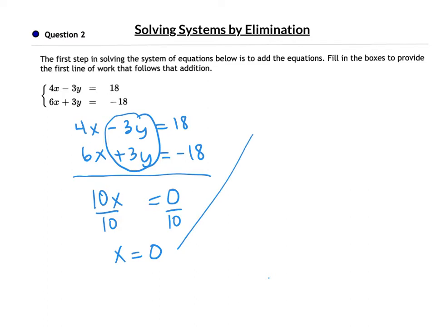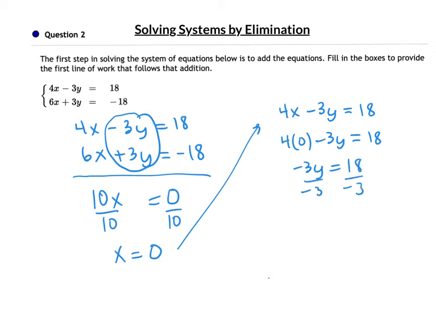Take that value and plug it in one of the equations. How about the top one? 4x minus 3y equals 18. I'm going to plug in x is 0. 4 times 0 minus 3y equals 18. That's negative 3y equals 18. Now I can divide by negative 3 and see that y is negative 6. So the ordered pair where the two lines would intersect, the ordered pair that would make both equations true is 0 for x, negative 6 for y. Always alphabetical, x, comma, y.